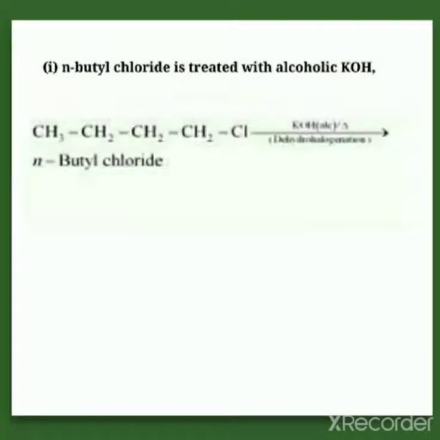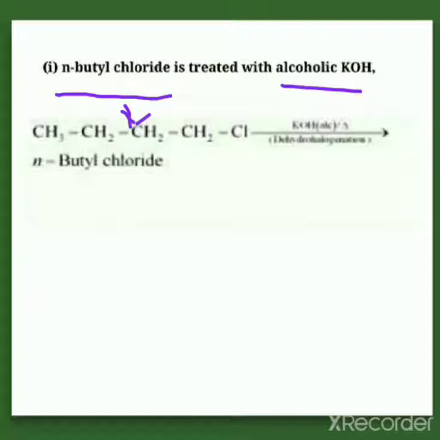First one is N-butyl chloride is treated with alcoholic KOH. First of all, because it is given in words, you need to make it into the equation form. So what is given to us? N-butyl chloride is treated with alcoholic KOH. So first of all, make the structure for N-butyl chloride. That is the structure.